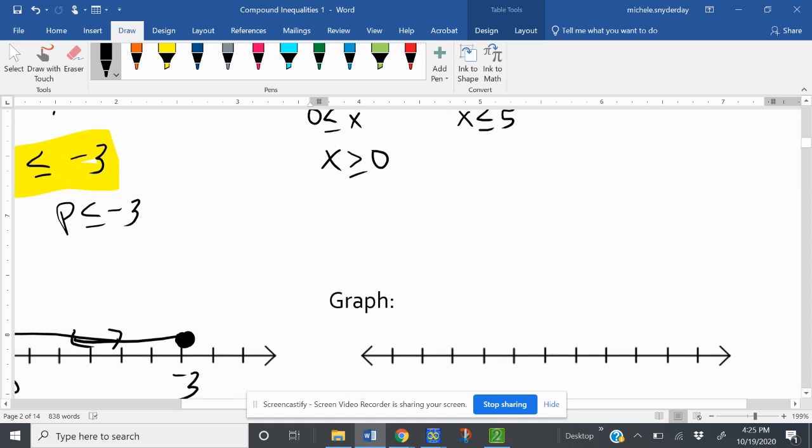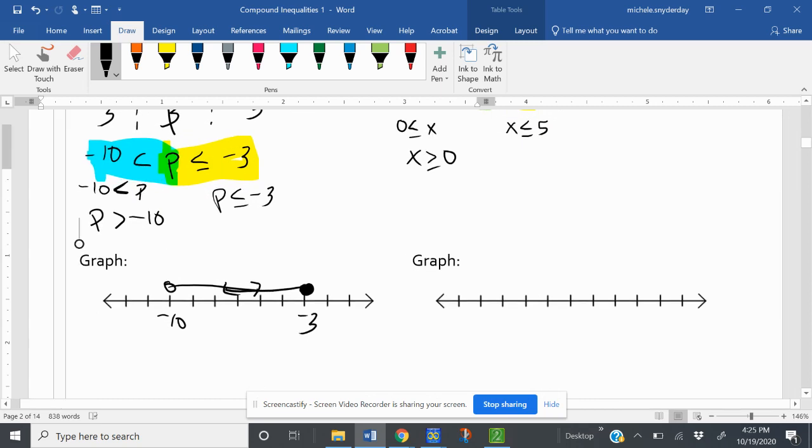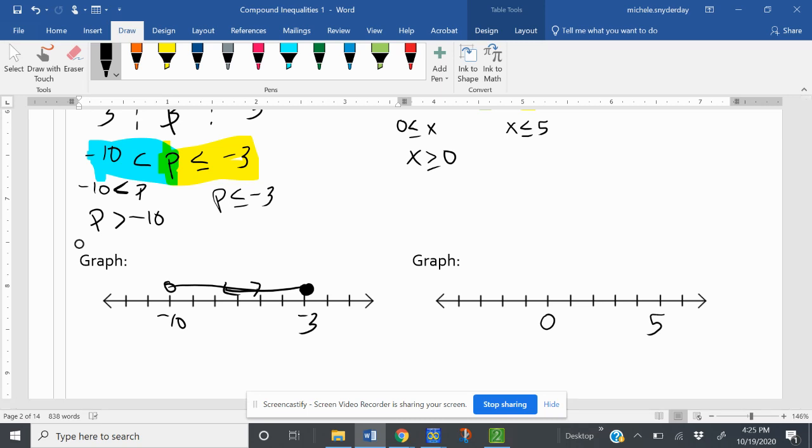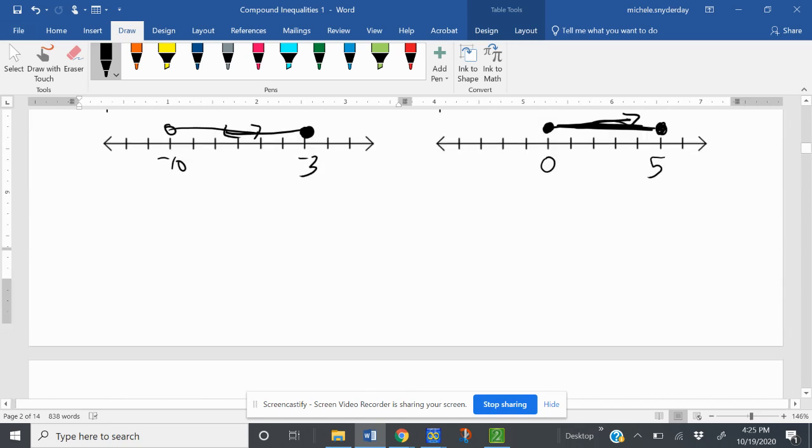So we need a 0 and a 5 on our number line. 1, 2, 3, 4, 5. x is greater than or equal to 0, so we'll put a solid dot, and the arrow is going that way. x is less than or equal to 5, solid dot, and the arrow is going this way. So once again, they intersect. All right, and that is it.